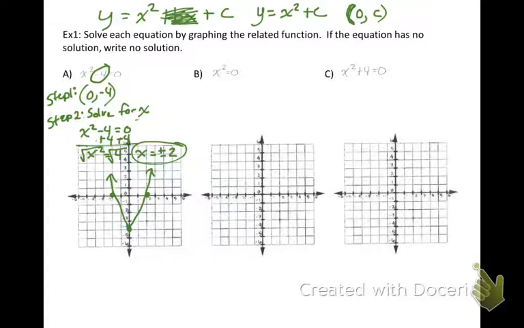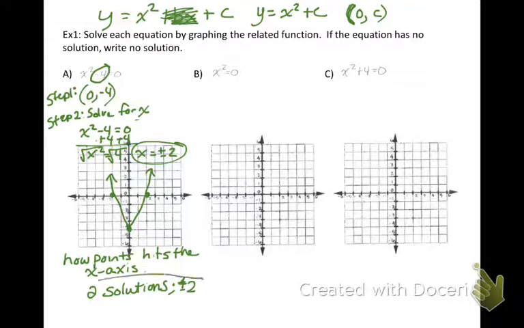Now, we're finding a solution. So there are 2 solutions on your x-axis. We're trying to find out how many points hit the x-axis. Well, there are 2 solutions, and they are positive 2 and -2. And there's your answer.